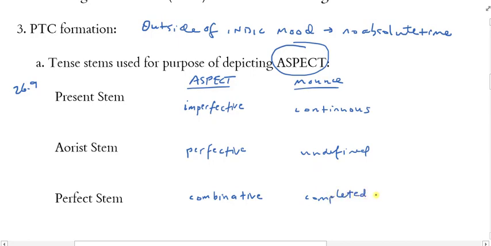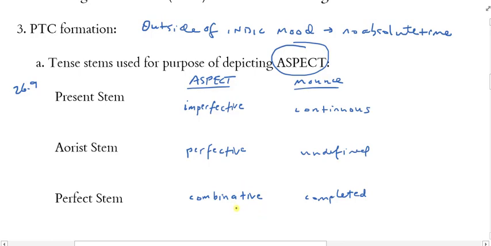All right. For the most part, when I describe the stem used for the participle, I will probably more frequently call it the present stem participle to distinguish it from the present tense, okay? So a present stem participle is a participle that uses the present stem, but its aspect is imperfective. An aorist-stemmed participle is a participle that's using the aorist stem, but its aspect is perfective. And the perfect stem participle has aspect that is combinative of the two.